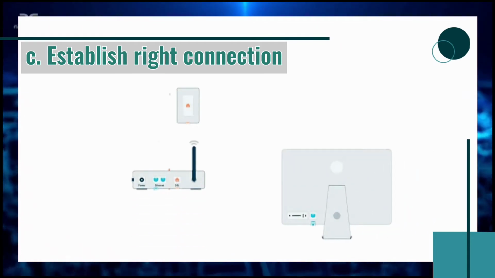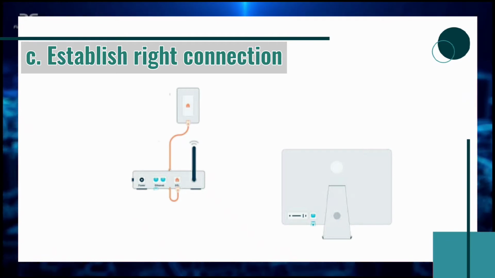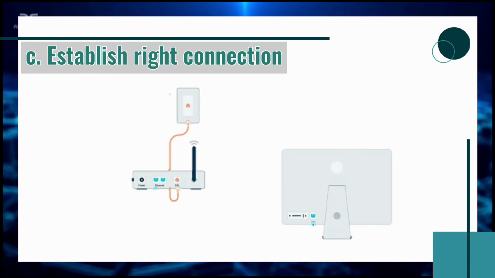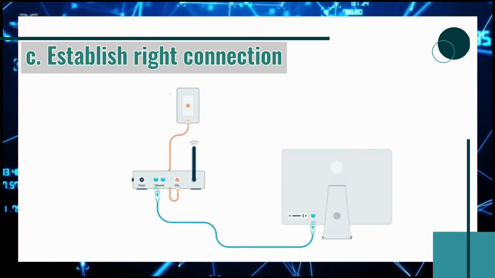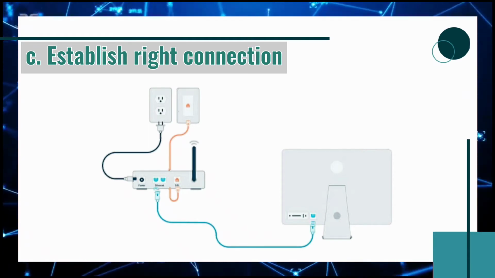Next is establish right connection. Make sure that the internet service provider or ISP network cable is connected to the WAN port of the router. Next, connect the computer and the router using the Ethernet cable. Lastly, connect the power cable to the router.